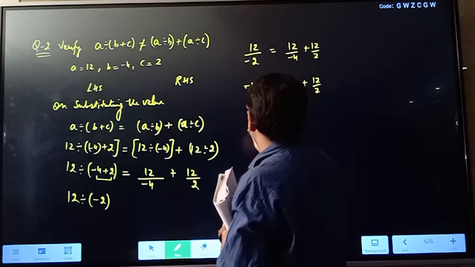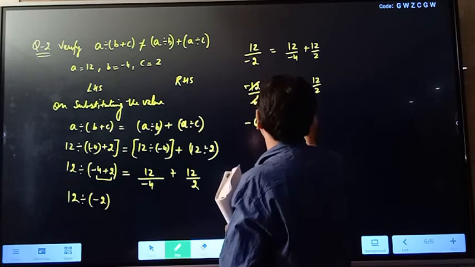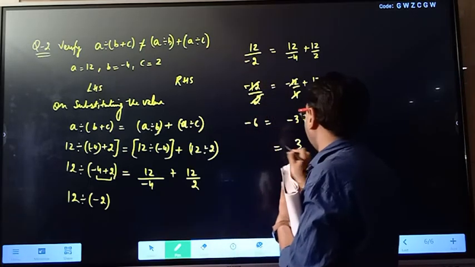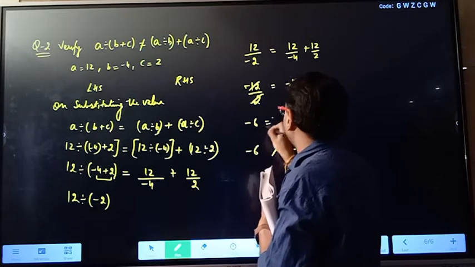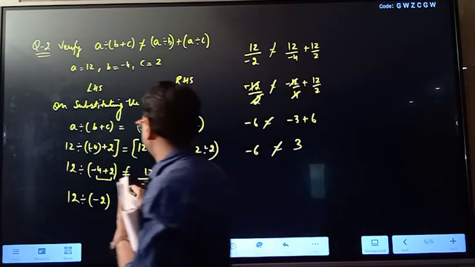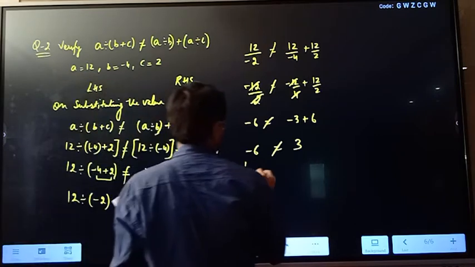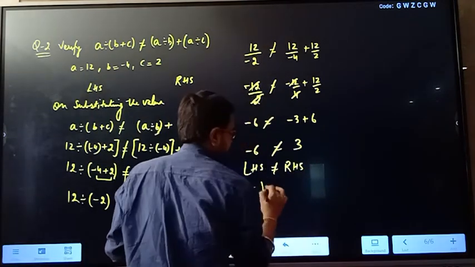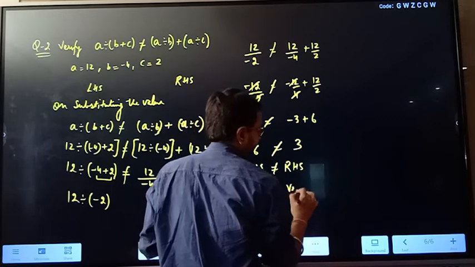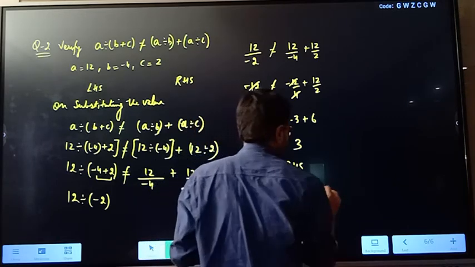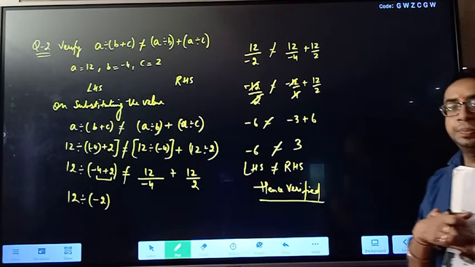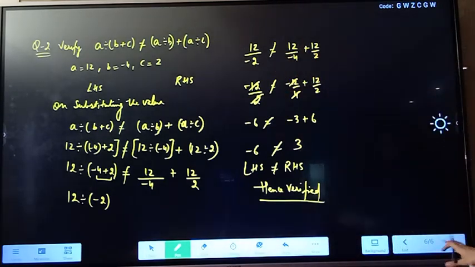If we cut, we'll be getting minus 6 there. If we cut, we'll be getting minus 3 plus 6. If we solve, this will be 3 and this is minus 6. Are they equal? No. Hence verified. LHS is not equal to RHS. Hence verified. This is what we have to verify. Are we clear? Simple solution we have to do. Clear with this?